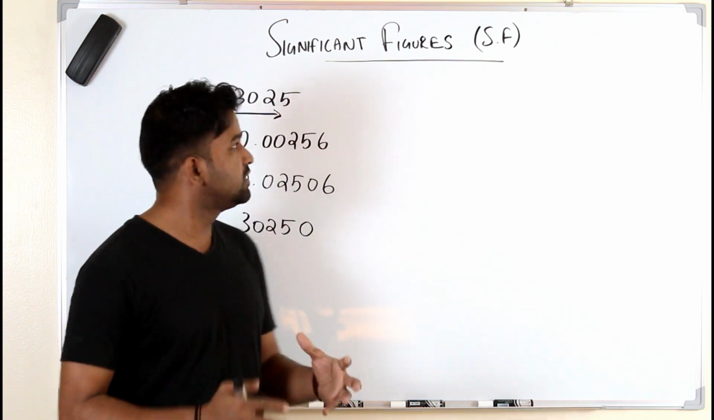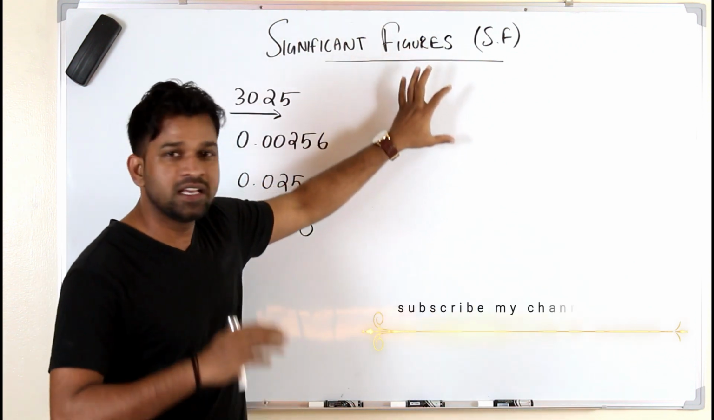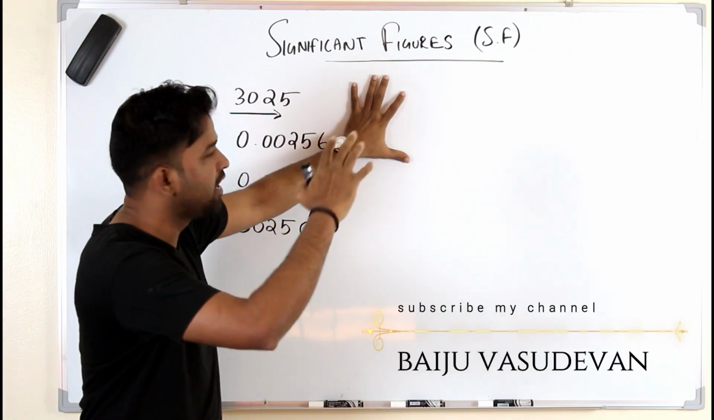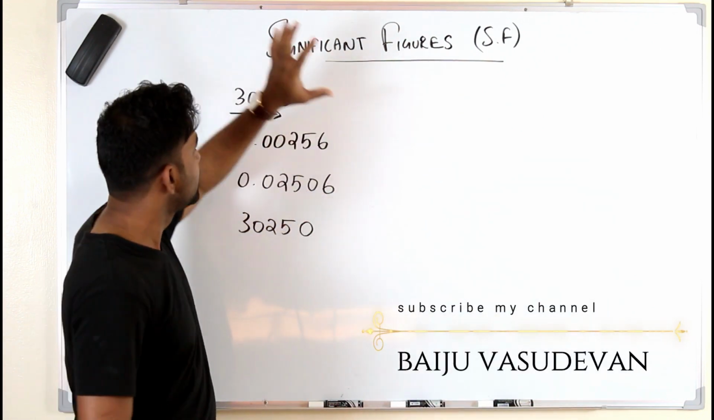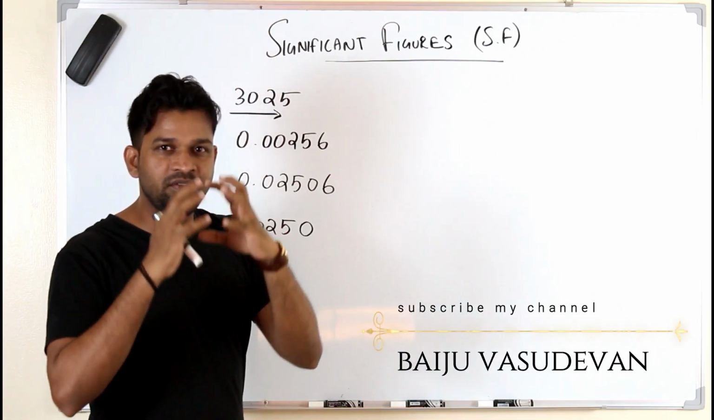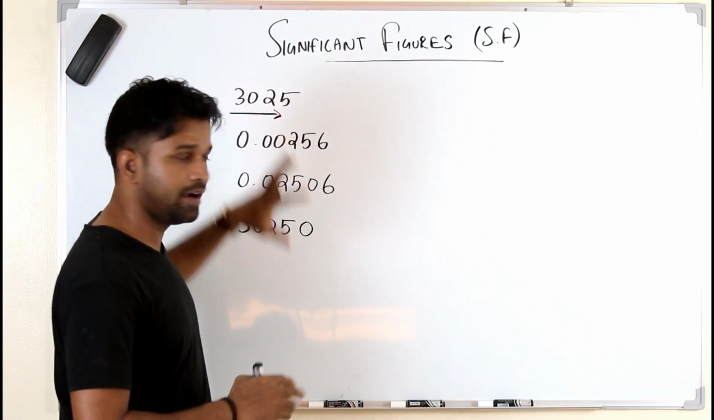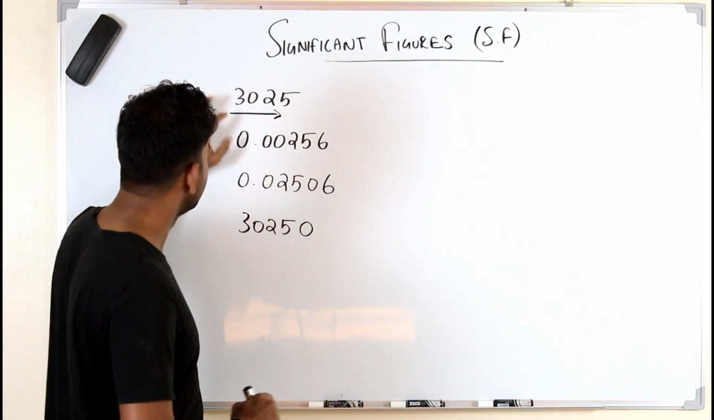Hi everyone, in this lesson we are going to learn about two things. One is significant figures, and after this we will learn about decimal places. So first one, significant figures. I am going to explain what a significant figure is. I have a few numbers here. It can be a whole number or a decimal number, any number.